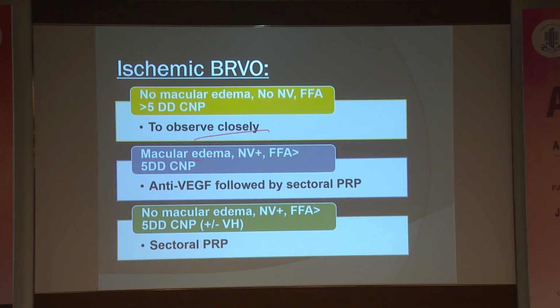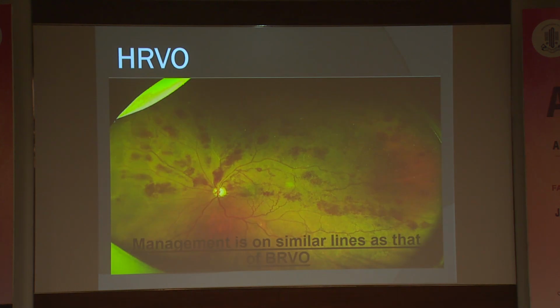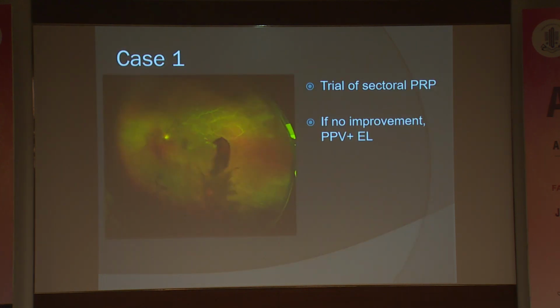If there is macular edema, then go ahead with anti-VEGF. No macular edema, but however we find neovascularization with or without associated vitreous hemorrhage, then these are the cases for sectoral PRP. So management of hemiretinal vein occlusion is almost similar to that of BRVO. These are the last three cases. I would like to end my talk.